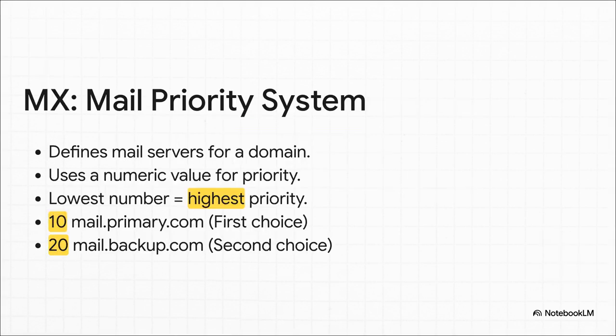And then we have the MX, or Mail Exchange record. Its one and only job is to tell other servers where to send email. But the really clever part is this priority system. See those numbers? Mail servers are programmed to always try delivering to the server with the lowest number first. So it'll try the server with priority 10. If that one's down for some reason, no problem. It just moves on to the next one in the list, priority 20. It's a simple but really powerful way to build in a backup for your email.